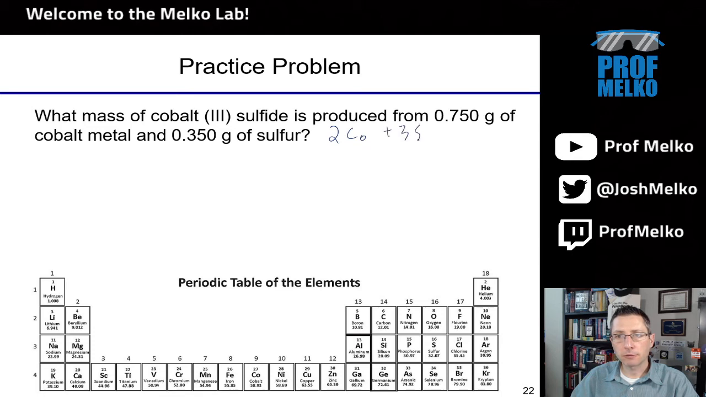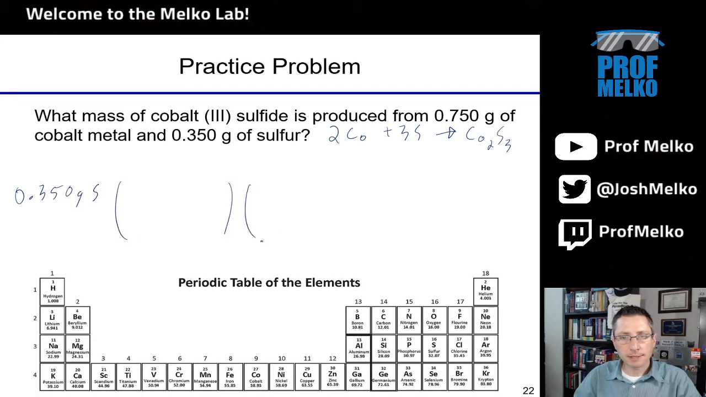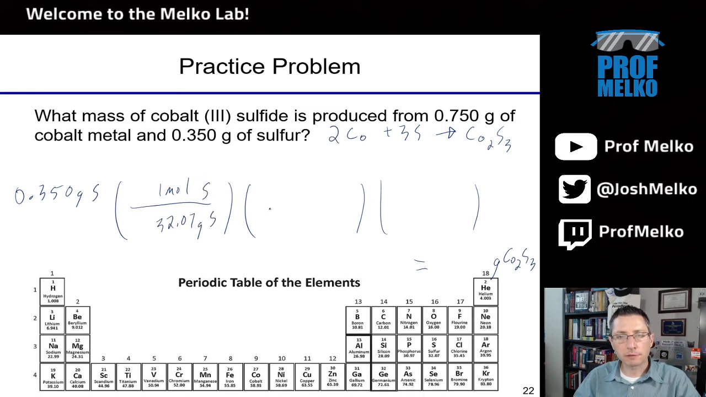2 cobalt plus 3 sulfur makes cobalt-3 sulfide, Co2S3. And so now I have to start with the 0.35 grams of sulfur. Same kind of setup here. Only now I need the molar mass of sulfur, which is 32.07 grams of sulfur per mole of sulfur. And now I need the mole ratio of sulfur to cobalt-3 sulfide. From the balanced chemical reaction, it's 3 to 1.